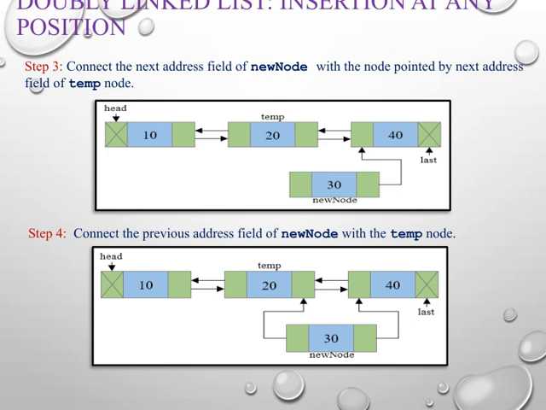Next, in step 4, we connect the previous address field of the new node with the temp node itself. This completes the bidirectional link, ensuring that both forward and backward navigation are properly maintained. These steps are crucial because they help us insert a node seamlessly, preserving the integrity of the doubly linked list. Understanding these pointer adjustments is key to mastering dynamic data structures, which are fundamental in efficient data management.